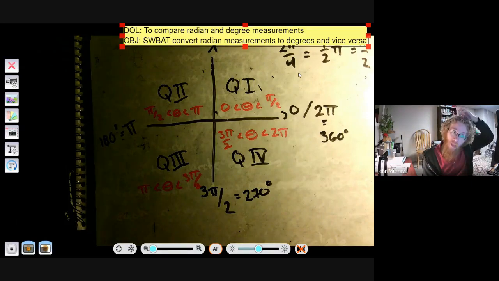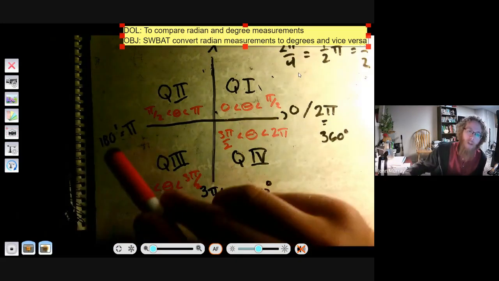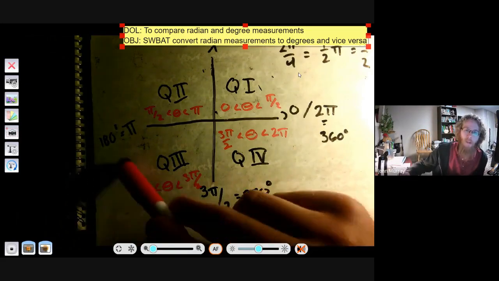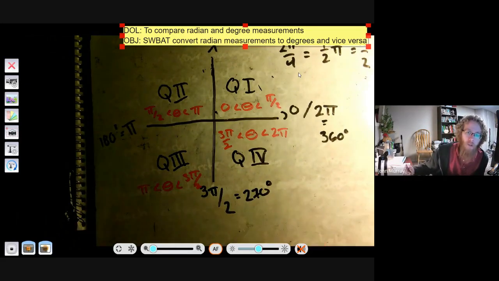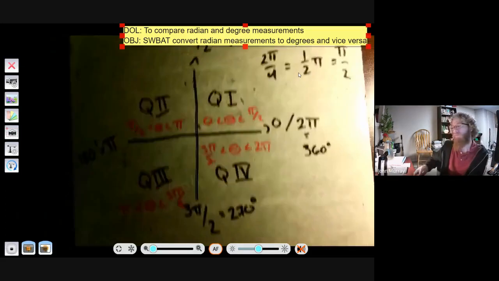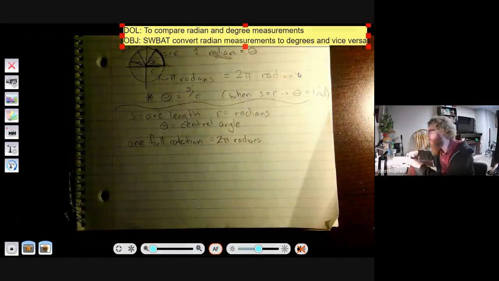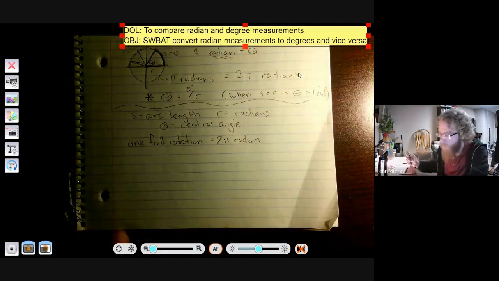So moving forward, later this week or next week, I might reference, oh, we have an angle that is in quadrant 3. So you don't know the exact angle, but you know that it's going to be between 180 degrees and 270 degrees, or pi radians and 3 pi over 2 radians. Which brings me to, how do we convert between the two?